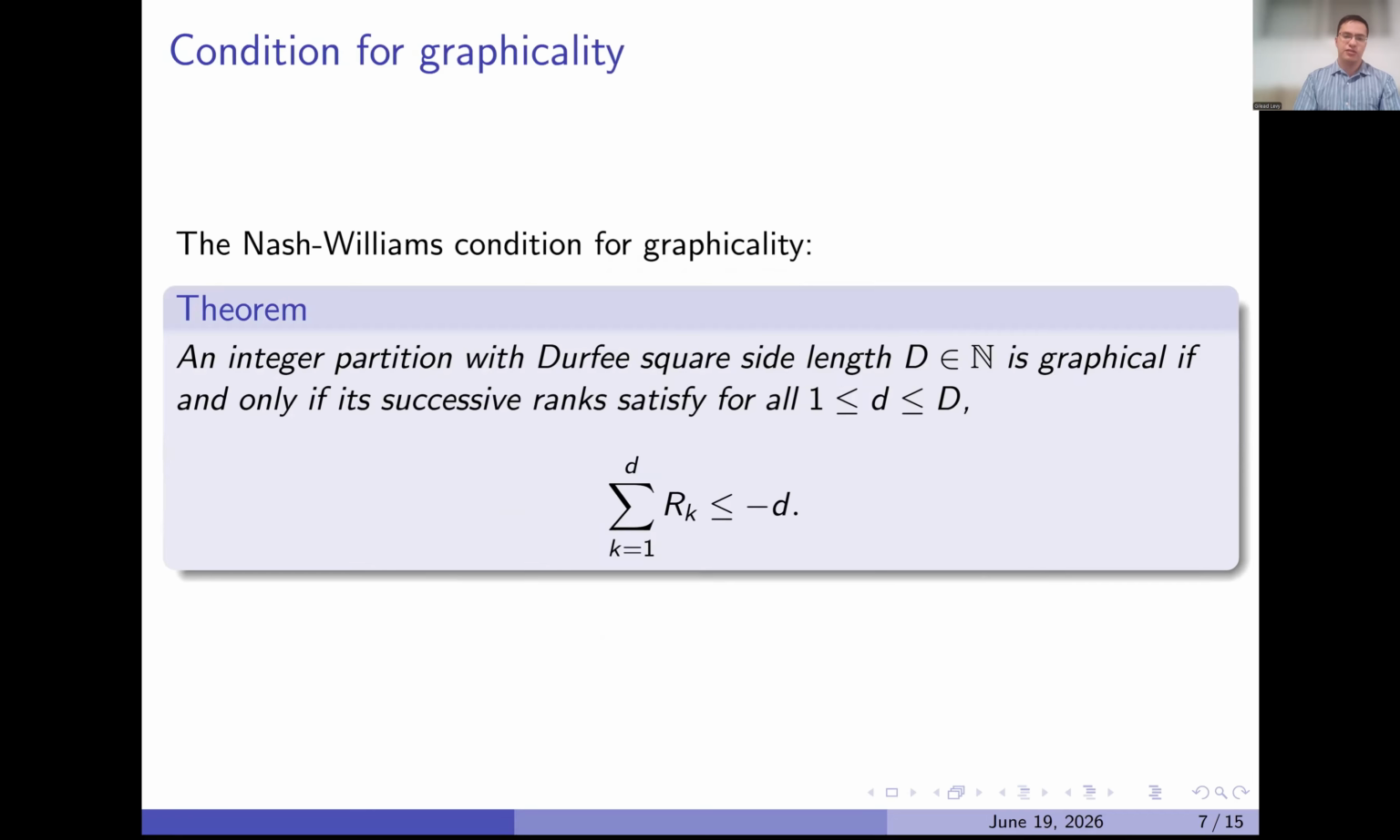It is convenient to us to use the definition of successive ranks because of a condition formulated by Nash-Williams for an integer partition to be graphical. It essentially means that an integer partition is graphical if and only if the partial sum of its first d successive ranks is less than or equal to minus d for any natural number d that is smaller than the Durfee square of the partition.